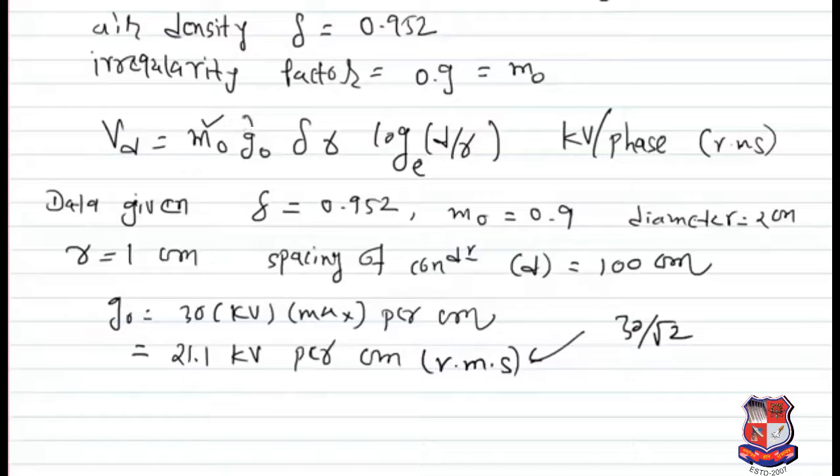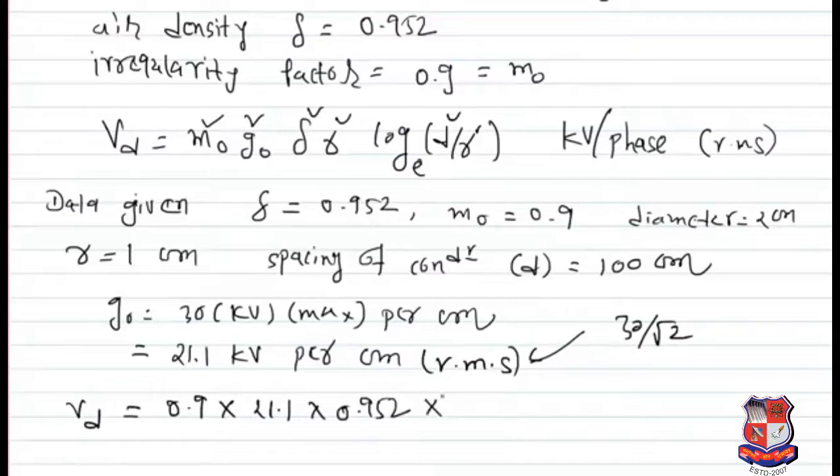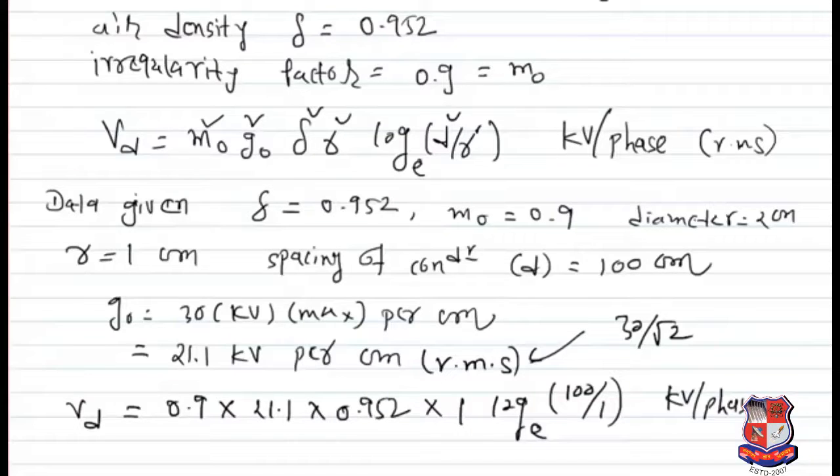Now m0, g0, delta, r, d, everything is given. So we need to just write down all the values. m0 is 0.9, multiply g is 21.1, multiply delta is 0.952, multiply r. What is the r? r is 1. Then log d is 100 by 1, right? And the base is e. So the answer is kilovolt per phase value, and that value is the RMS value.